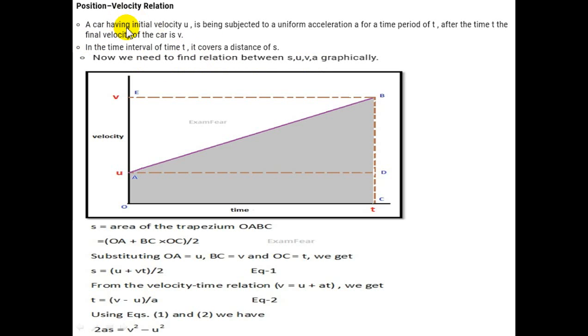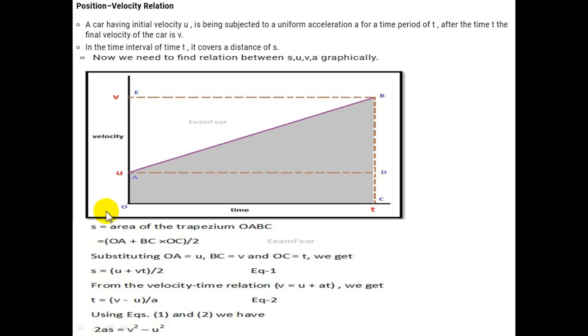A car is being subjected to uniform acceleration for a time period t. After the time t, the final velocity of the car is v. Now S is equal to the area of trapezium OABC, that we have already seen in the last equation. Substituting OA is equal to U, the formula is OA plus BC into OC by half. For the area of a trapezium, B1 plus B2 into height by half is the area.